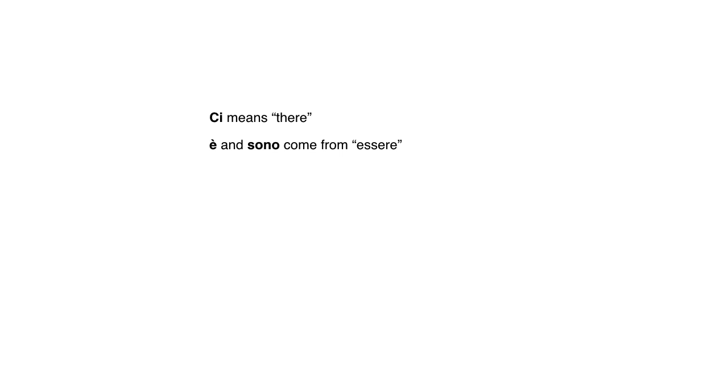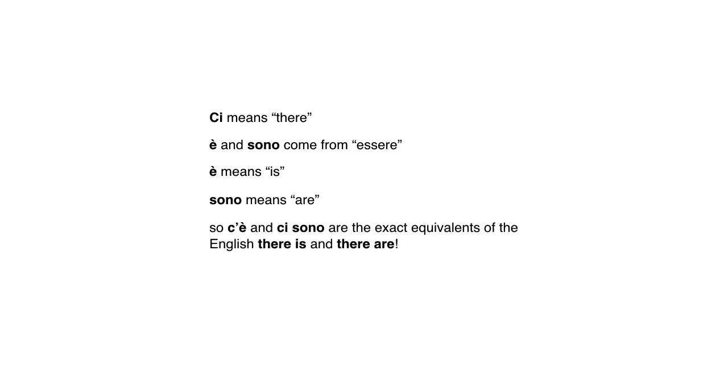It's the form for lui and lei. And then sono is from loro, and it means are, right? They are. So, ci è means basically there is. Ci sono means there are. And the thing with ci è is only that we stick those two words together, right? Because Italians like to speak quickly. So they say c'è instead of ci è. But it's exactly the same thing. C'è is there is. Ci sono means there are.